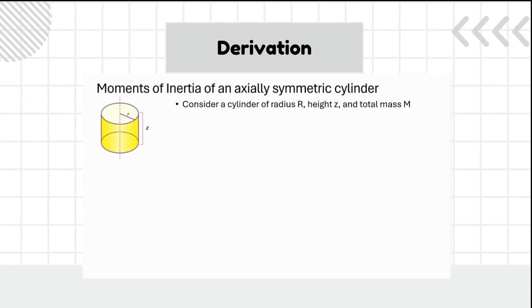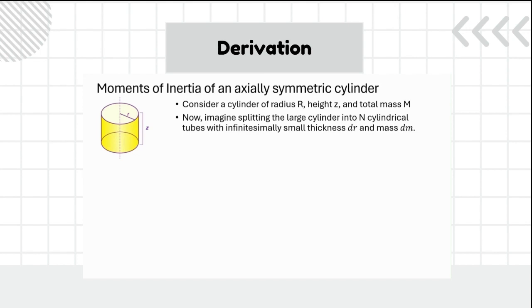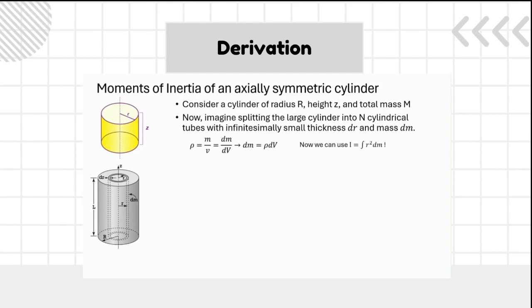Consider a cylinder as shown in the diagram. Now imagine splitting the cylinder into n hollow cylindrical tubes with infinitesimally small thickness, dr, and mass m. Now the equation for density is mass over volume, so for one of the hollow cylinders we get dm over dV, and therefore our dm is equal to rho times dV. And dV is just the circumference times height times the thickness of the tube, which is dr.